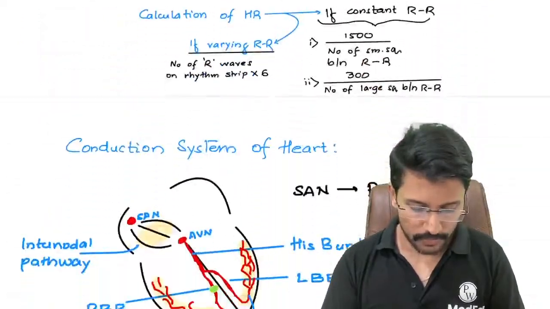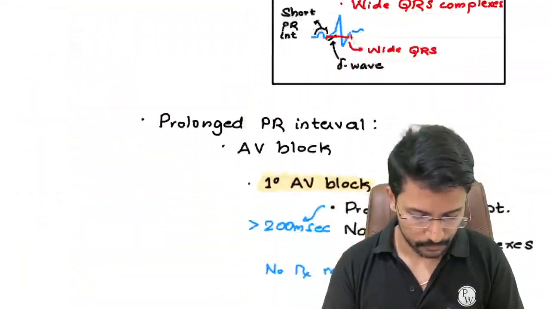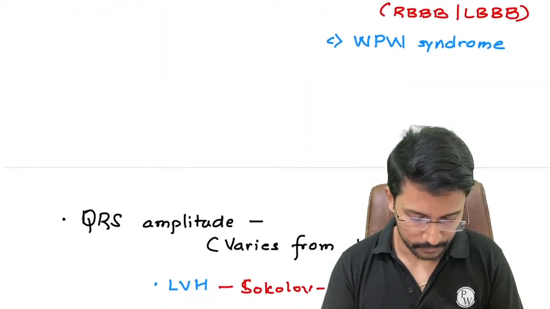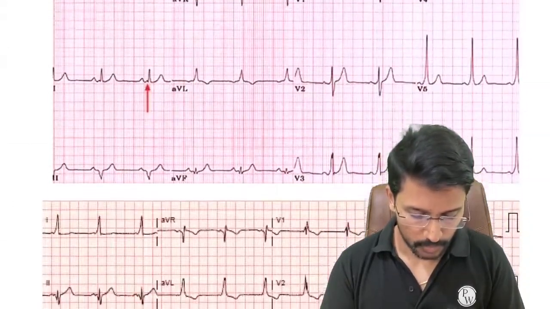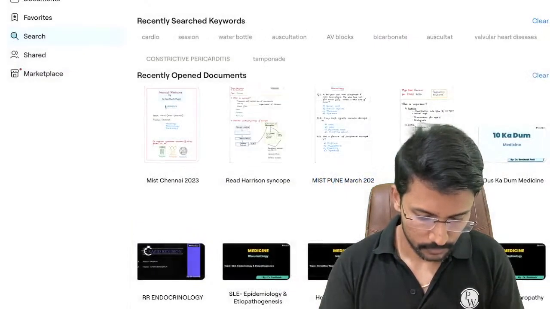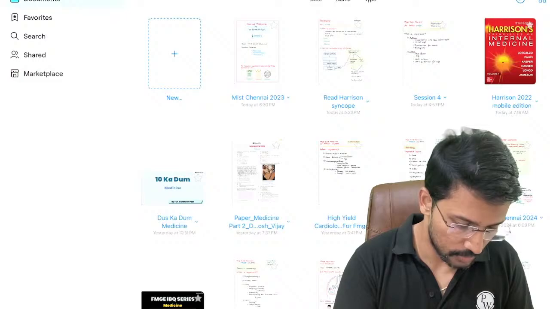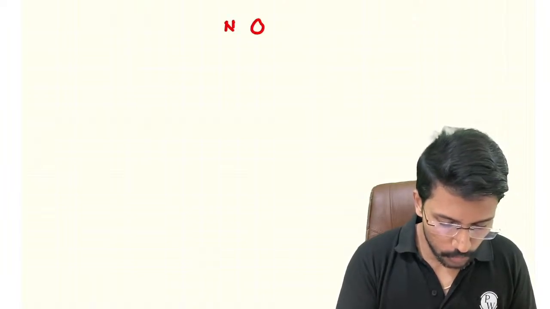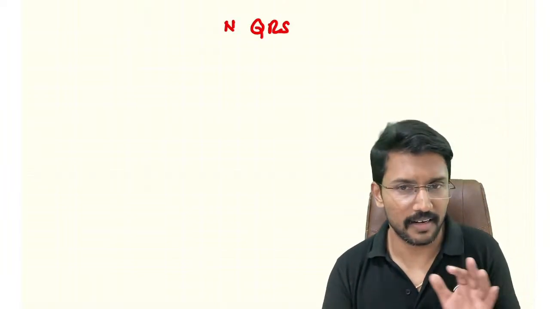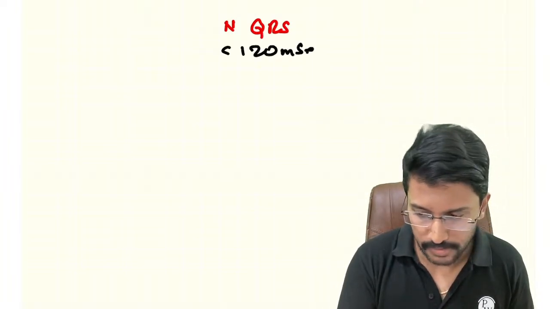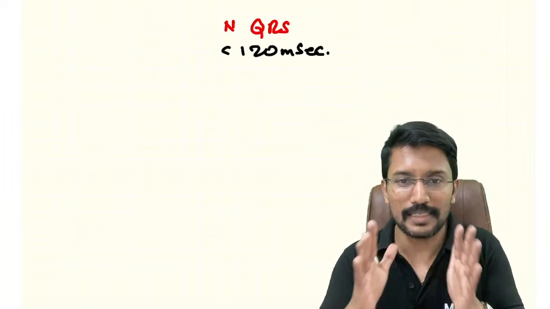What is the basis to decide whether they are narrow or wide? How do you decide? What is the normal QRS duration? The normal QRS duration is 80 to 110 milliseconds, or 100 milliseconds. So it is always less than 120 milliseconds. Anything more than 120 milliseconds is increased, right?